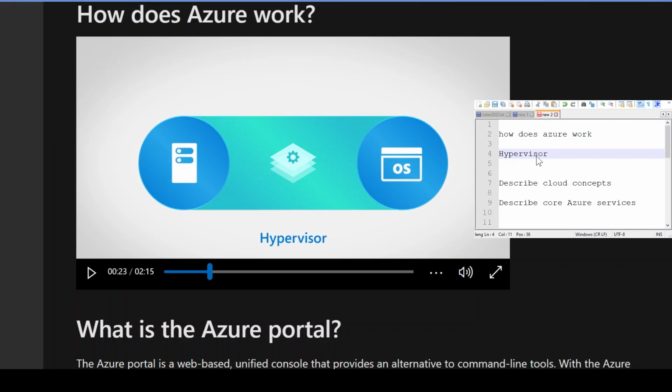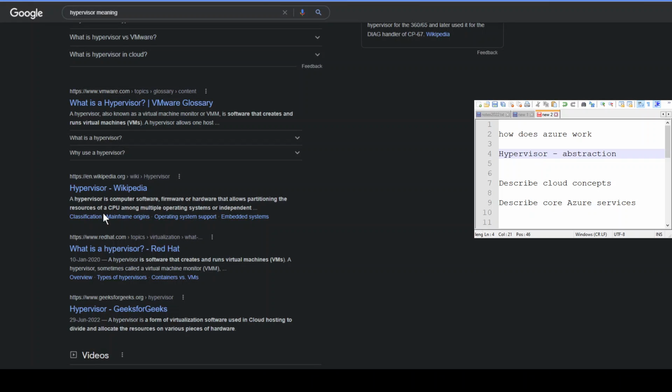Hypervisor, abstraction. Okay. Google natin yan. Hypervisor. Meaning. Narinig ko to. Wala siyang VMware. No? VMware siya. Ayun. Hypervisor is a computer software or firmware or hardware that allows partitioning the resources of a CPU among multiple operating systems. I see.